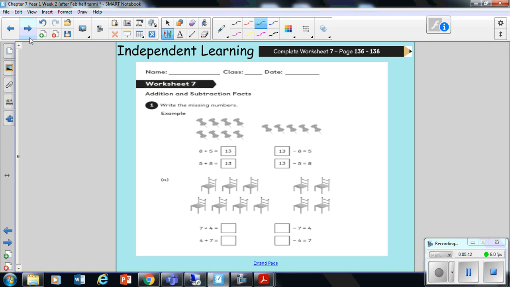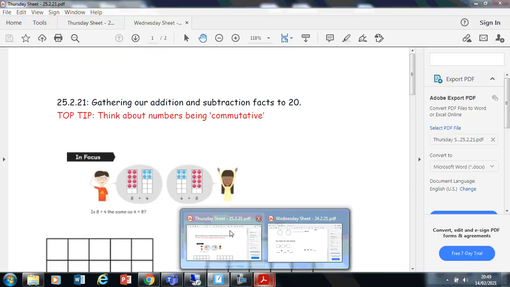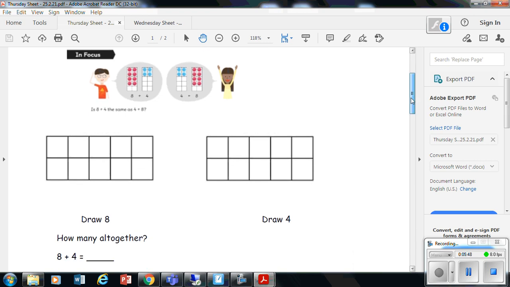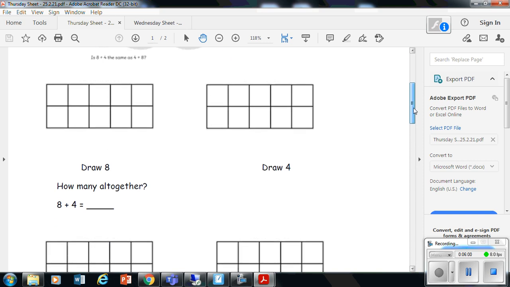I think I'm not forgetting anything. Oh, actually, I have forgotten something. Your journaling sheet for today. So you've got your journaling sheet, and just as we did, we proved that we've got our 8 add 4 and our 4 add 8 is the same. So you draw your 8 and you draw your 4. Apologies that I forgot that.